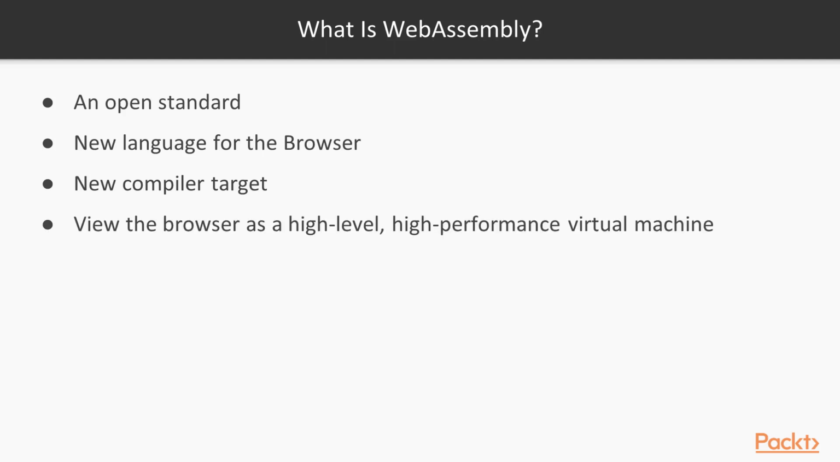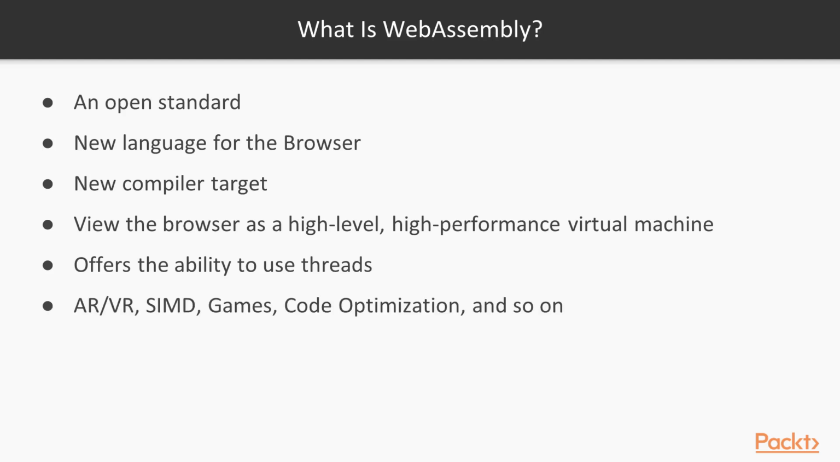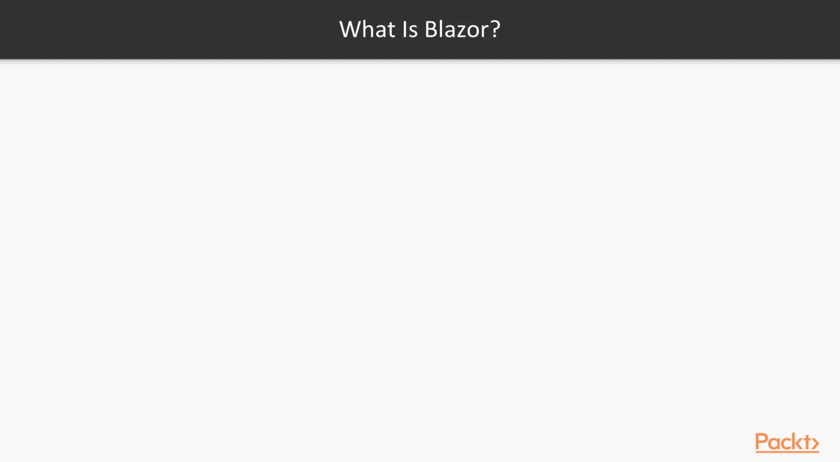With WebAssembly, we can view the browser as a high-level, high-performance virtual machine. This means that the browser is to WebAssembly what the CLR is to C#. WebAssembly also provides us with multi-threading that has been missing from JavaScript for good or bad reasons. Some of the use cases of WebAssembly include augmented reality applications, virtual reality applications, games, single instruction, multiple data applications in which a single operation is performed in large datasets in parallel, or you can just simply use WebAssembly to make traditional apps faster.